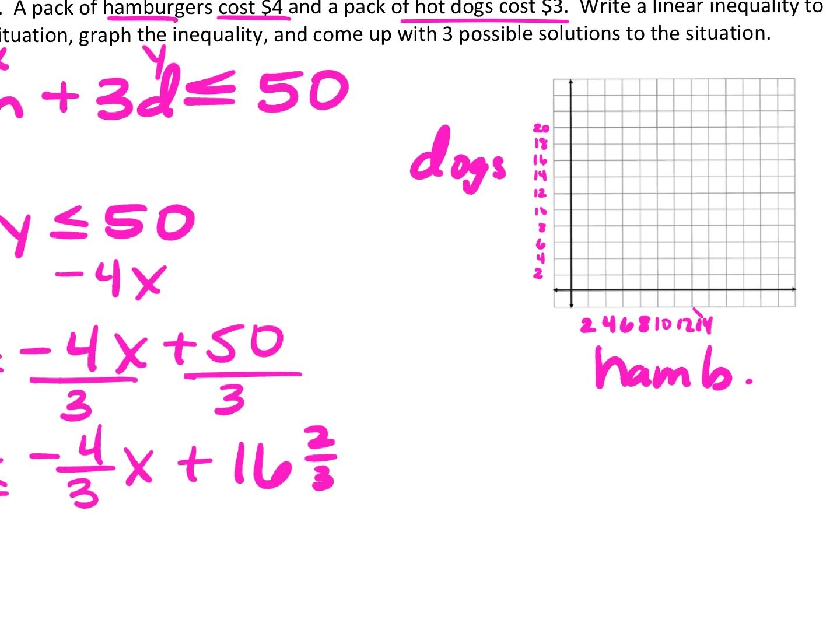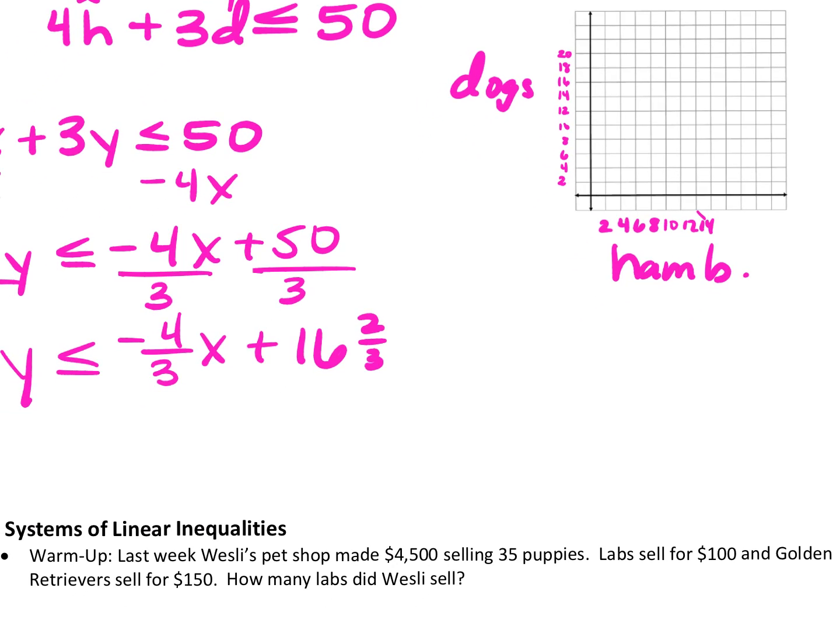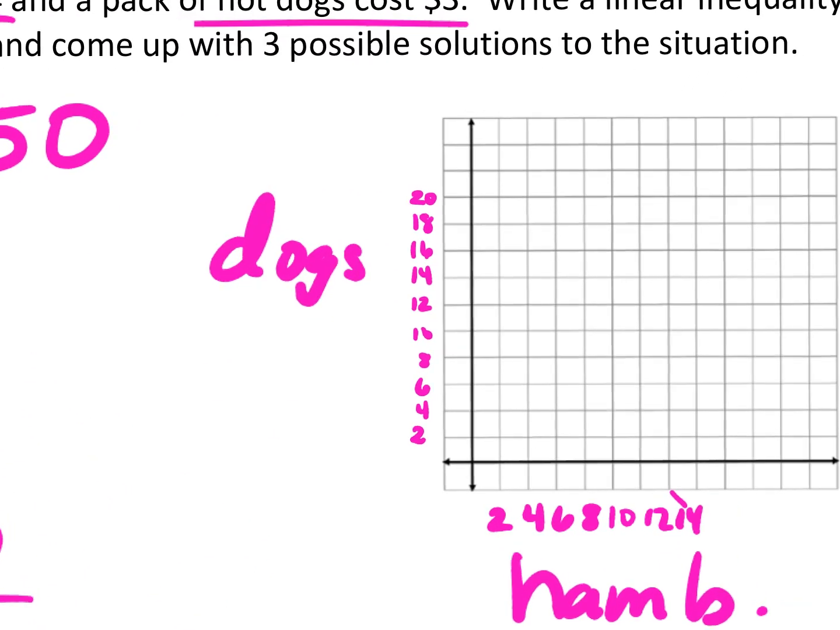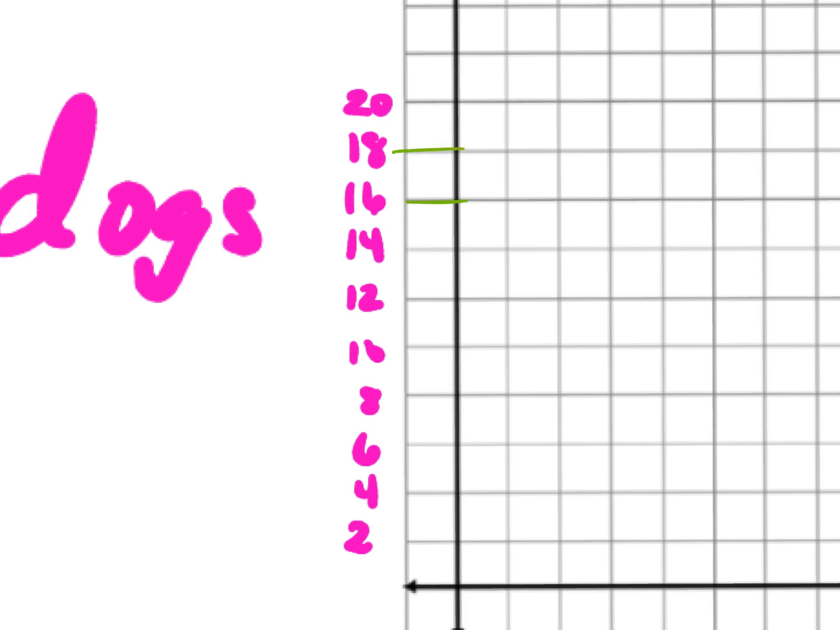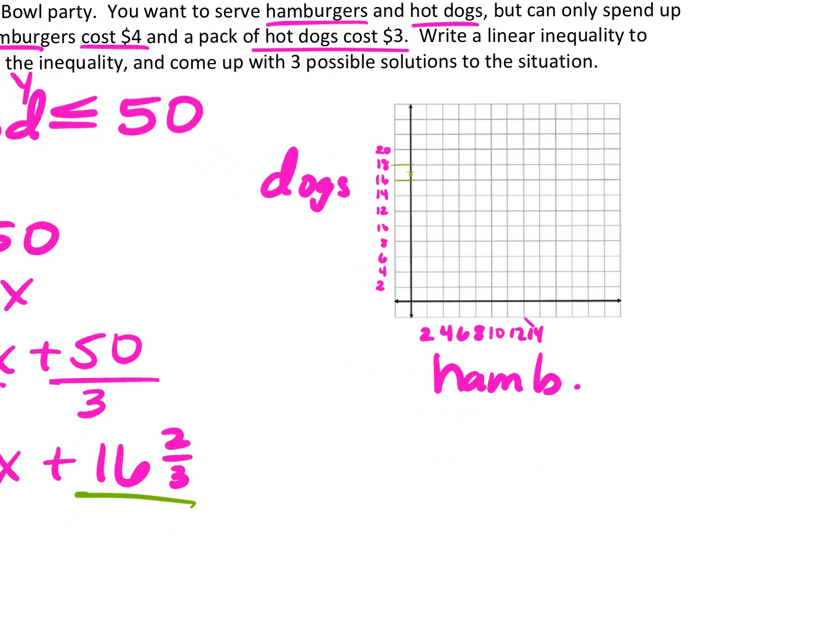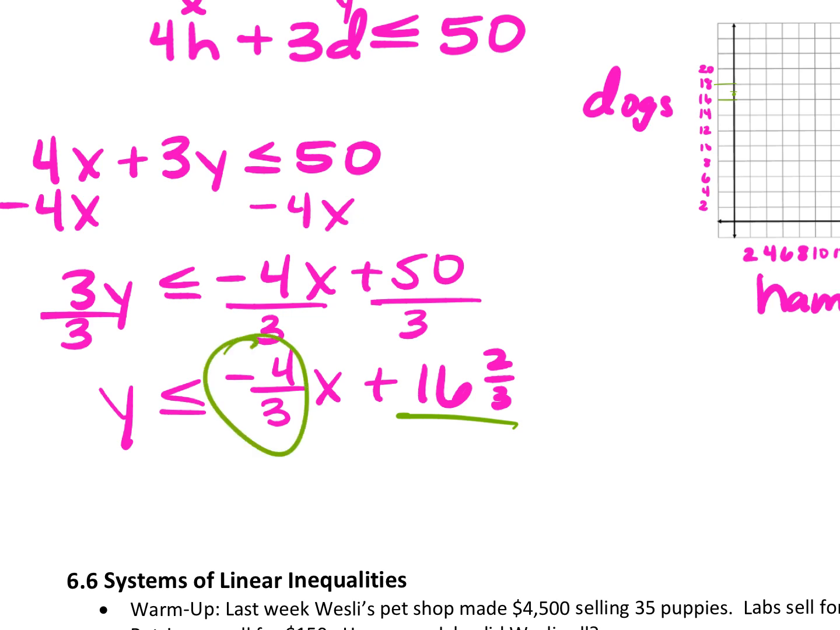So if I'm going to graph this in slope-intercept form, what am I plotting first? What's your y-intercept? The 16 2/3. So this is where this is not super exact, right? Because we have 16 right here, we have 18 right here. So 17 would be here, so 16 2/3 is maybe like there, right? Not super exact, but it's okay. We're trying to just get some possible answers. So you're there, okay? And then your slope is a negative 4/3.